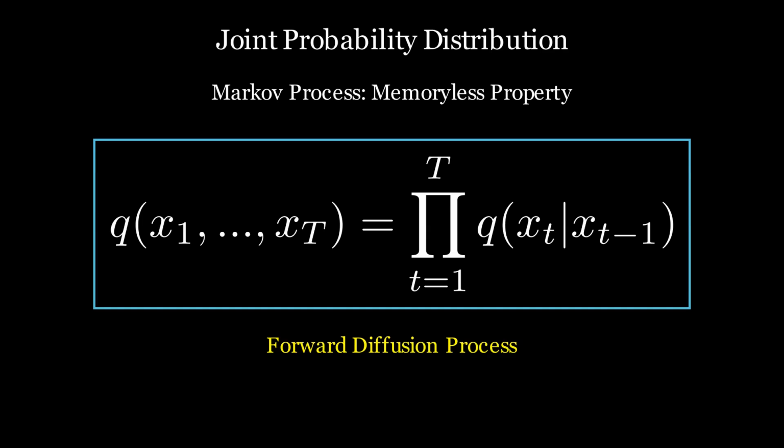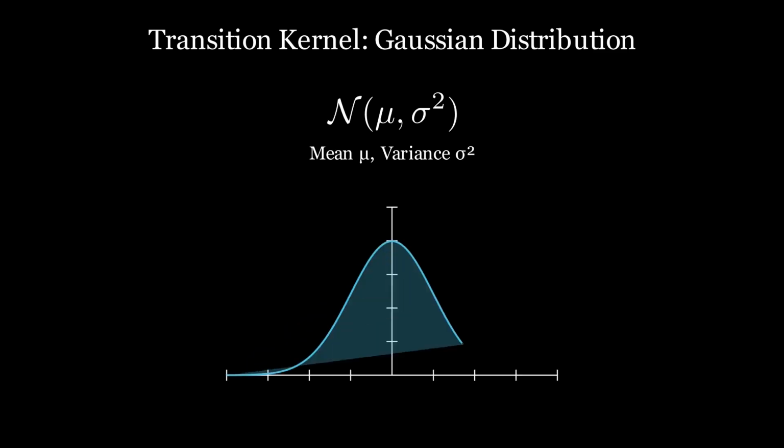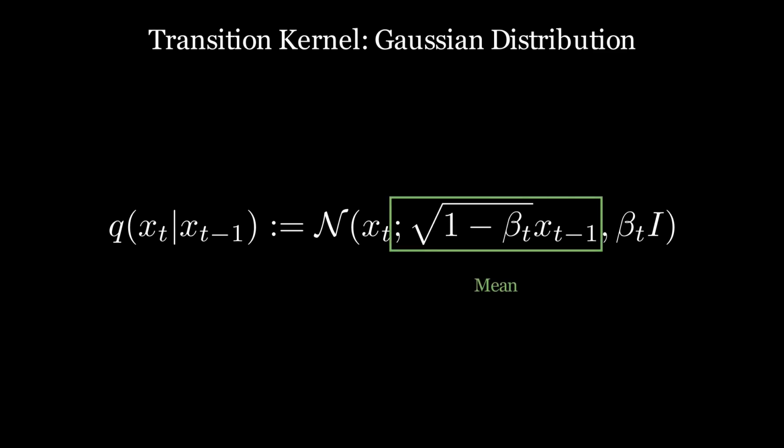Now let's dig deeper into what happens at each transition step. Remember that a normal distribution is defined by two parameters, a mean mu and a variance sigma squared. These control the center and the spread of the distribution. The transition kernel q of x t given x t minus 1 is defined as a Gaussian distribution. Specifically, it's a normal distribution with mean root over 1 minus beta t times x of t minus 1 and variance beta t times the identity matrix I.